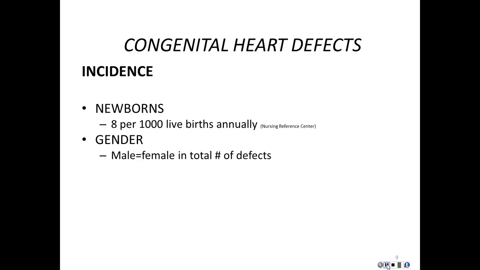Your book talks about, and the Nursing Reference Center both say that congenital heart defects affect about 8 per 100,000 live births. When we look at gender, it's about equal number male to female when you look at the total number of defects. Now, as we talk about specific defects, some of the specific defects are more prevalent in males and some are more prevalent in females. And we'll talk about that as we get to those different areas. Now, when we start looking at defects, understand that there are 35 known different cardiac defects, and they can range from mild to very severe.